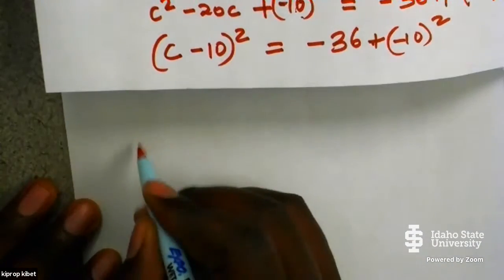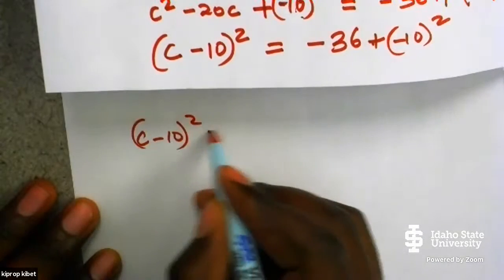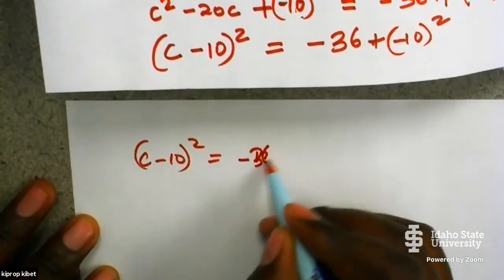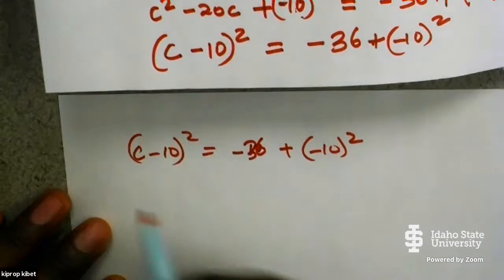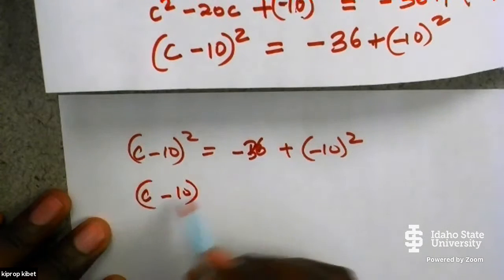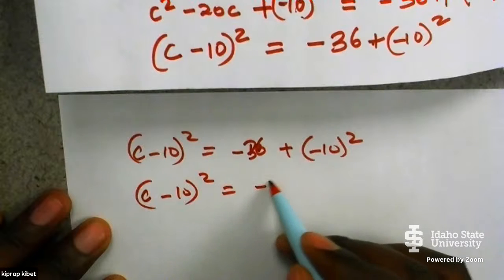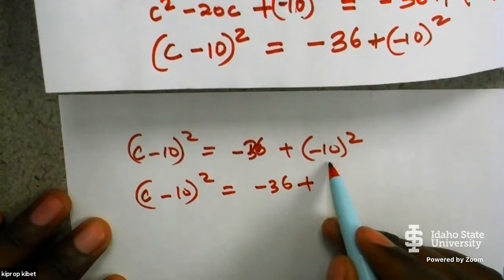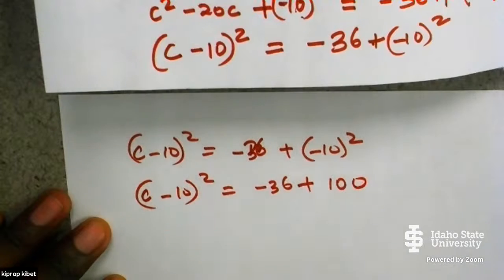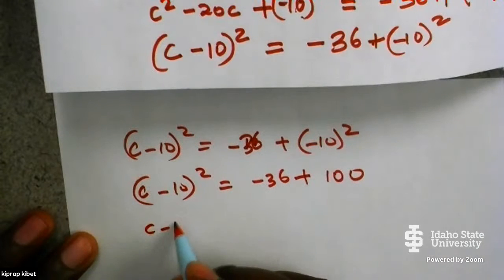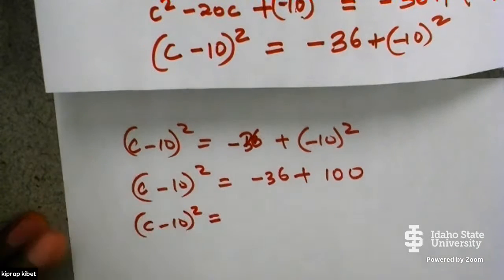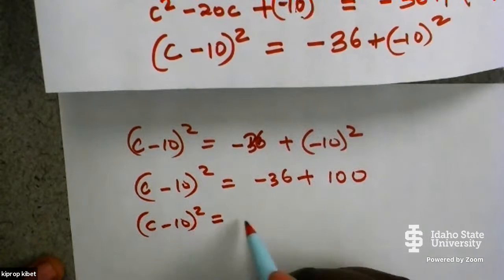So we now have c minus 10 squared equals minus 36 plus minus 10 squared. So minus 10 squared is what? 100, right? So c minus 10 squared equals 100 minus 36, which is 64.